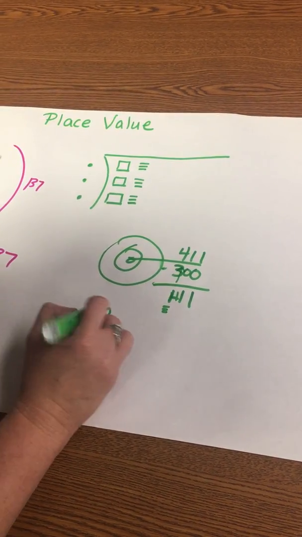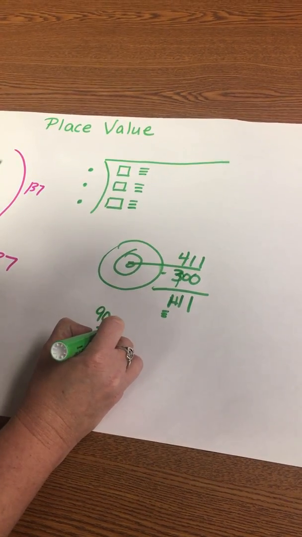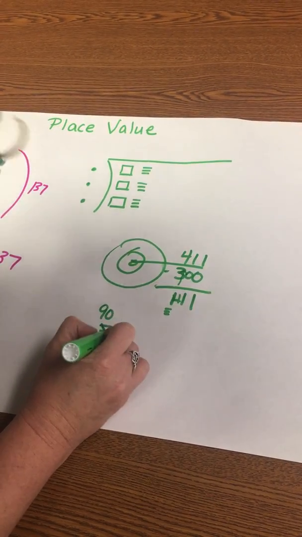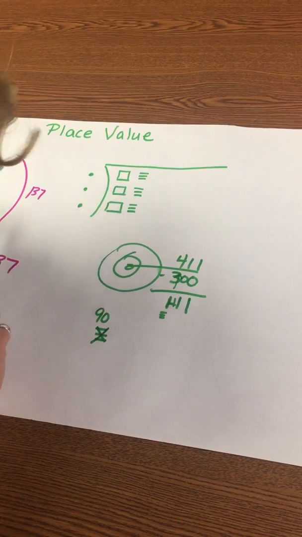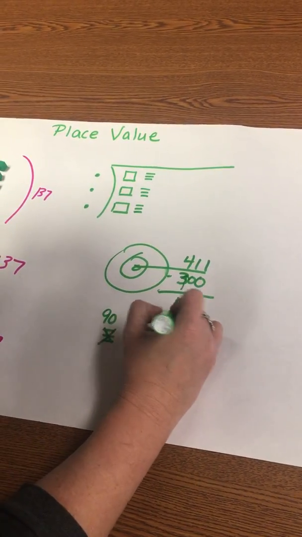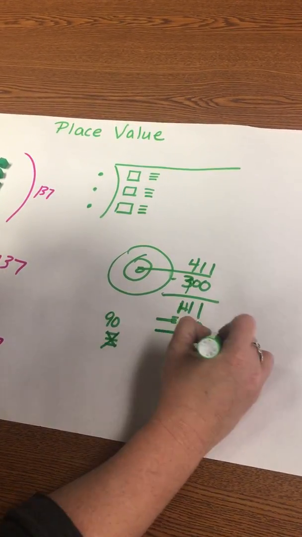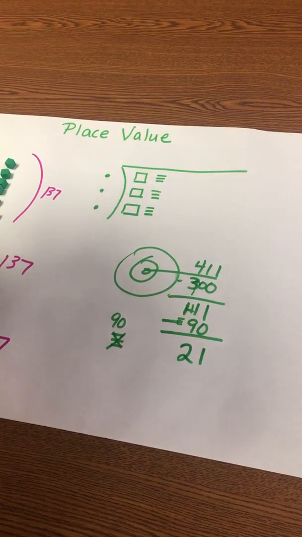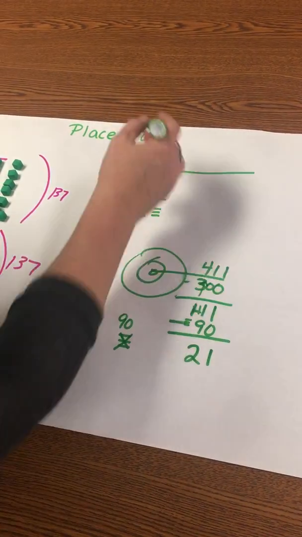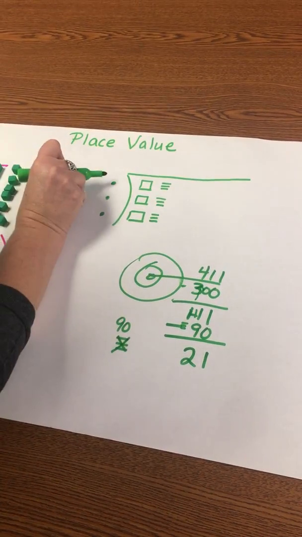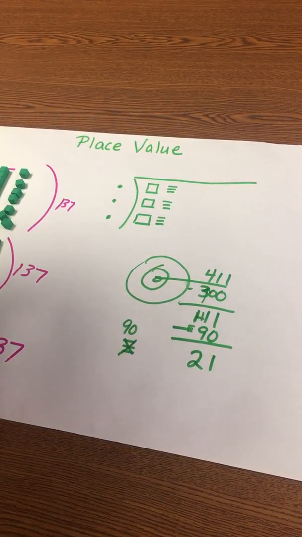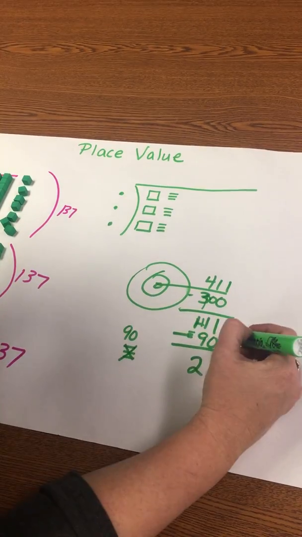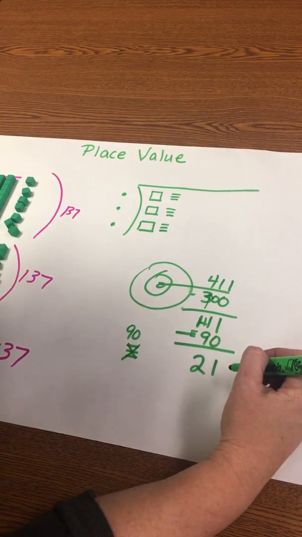Could I go again? 100, 110, 120. Nope, that's too big. So I'm going to have to settle for my 90. So I'm going to subtract my 90, and I have 21 left. So I go back and ask myself this question. Do I have enough for each group to have 1? I did my hundreds and my tens, now my ones.